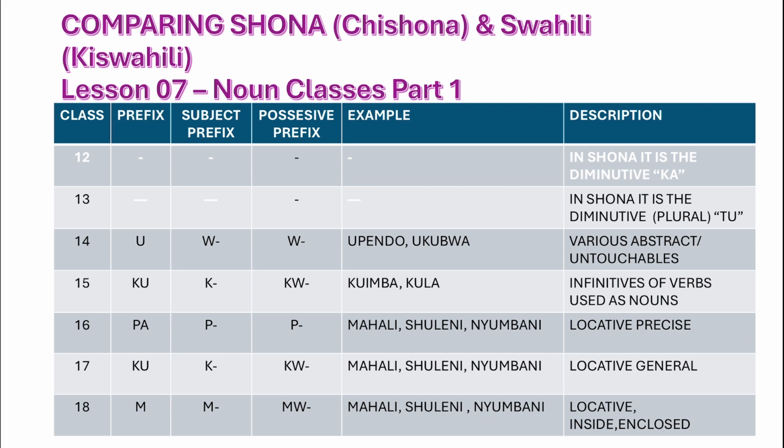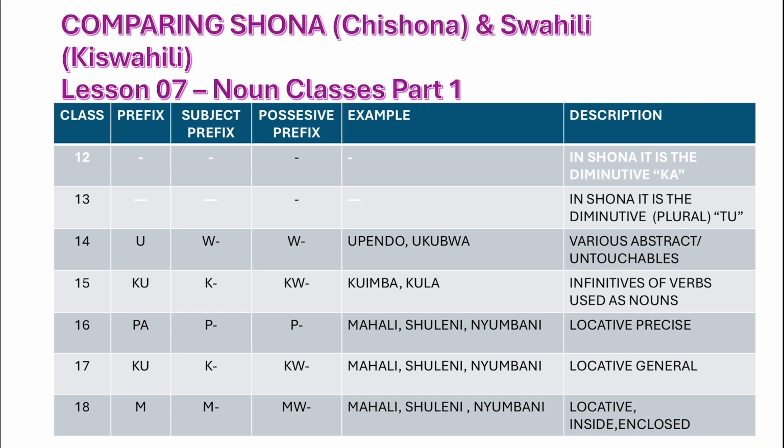Class 15, the ku class. These are infinitives of the verbs, but here they are used as nouns. When you look in part 2, we actually have some examples which will show how they are used. For example, kuimba and kula.